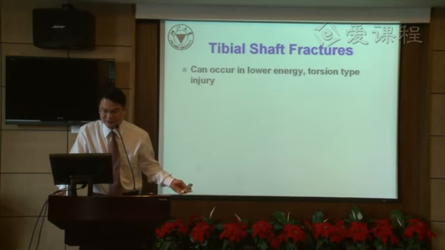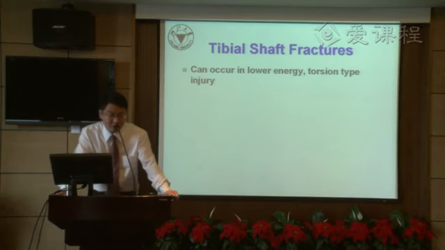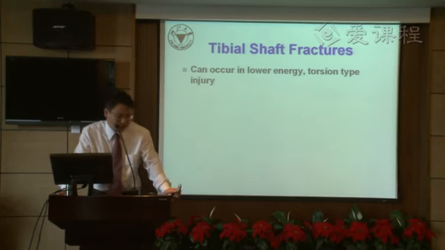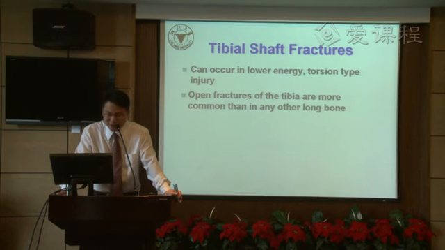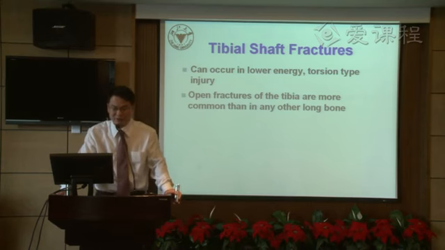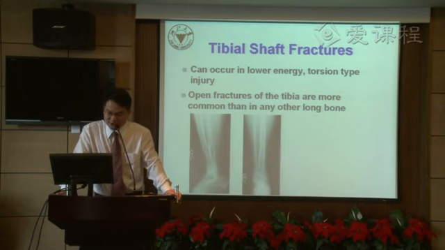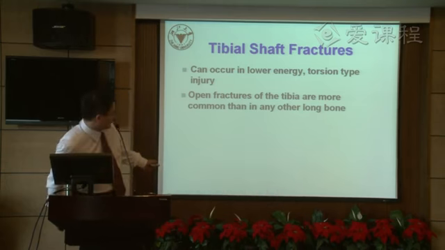The tibial shaft fractures can occur in lower energy torsion-type injuries, and open fractures of the tibial shaft are more common than in any other long bones. The bone is right behind or below the skin, so it's really easy to have open fractures. Here's a case where you see both the tibial shaft and the fibular shaft fractures.